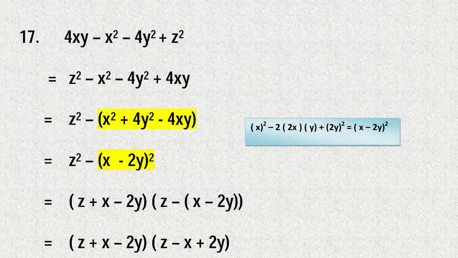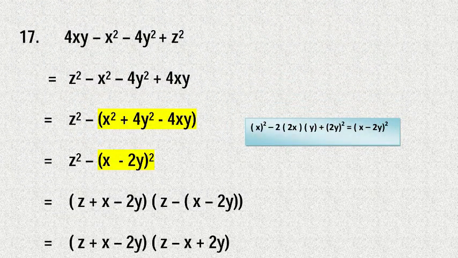Question number 17. 4xy minus x square minus 4y square plus z square. As I have a term 4xy, my mind is saying just to think whether we can expand anything in the form of an identity. So we have to make a regrouping. Consider z square minus x square minus 4y square plus 4xy.